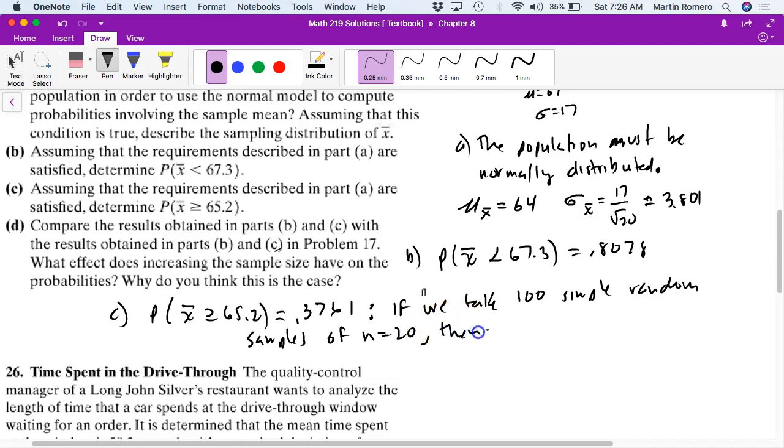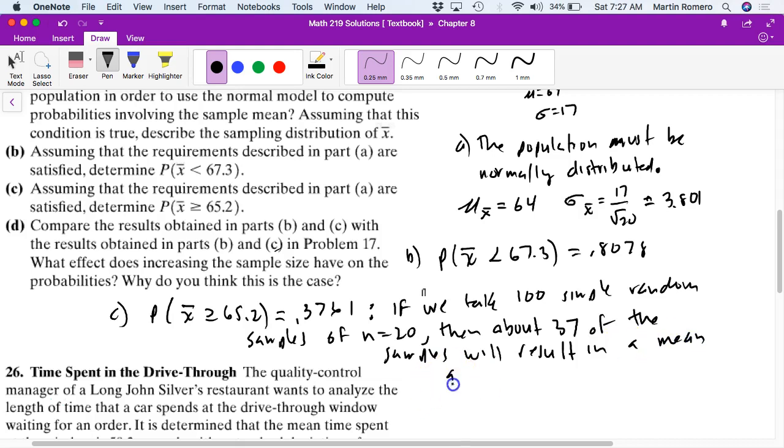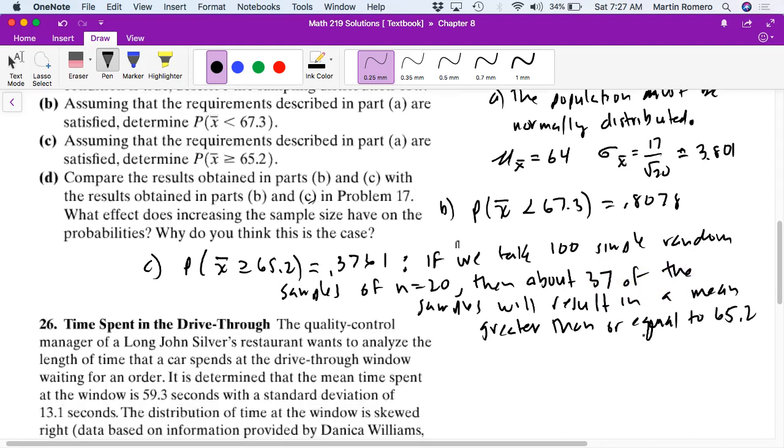then about 37 of the samples will result in a mean greater than or equal to 65.2. So I just wanted to write that out. You could also look in the book. I think they write out the full description if you look at the solutions in the book.